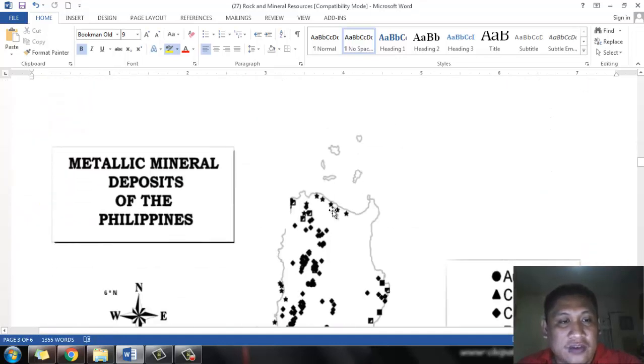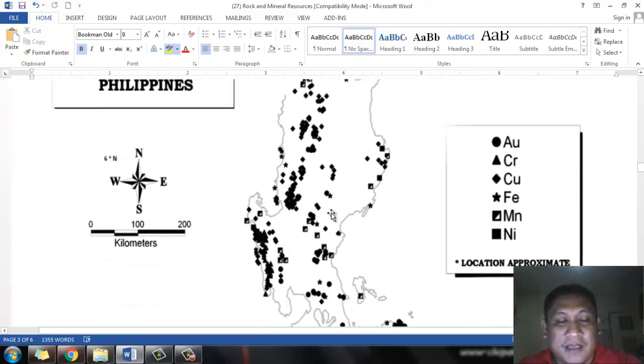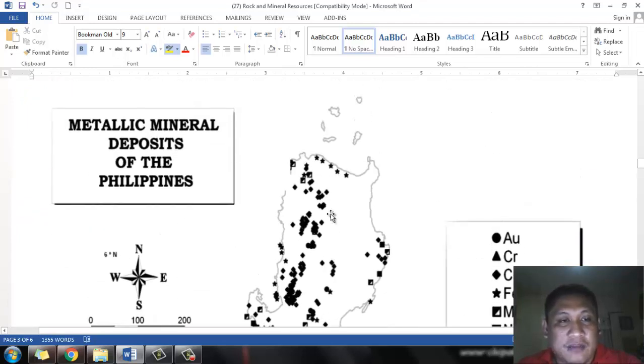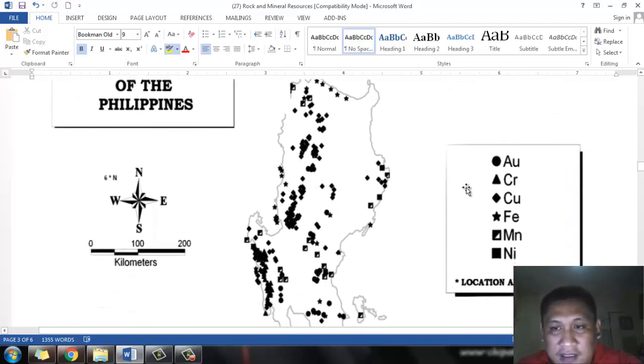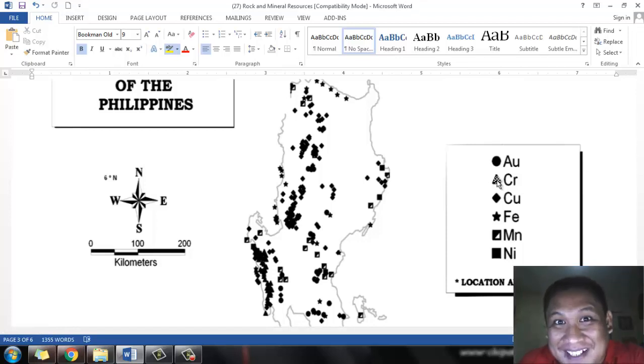So this time I will show you a map of the Philippines and some of these metallic mineral deposits in the Philippines. If you can see, there are symbols here: the diamond represents copper, the triangle represents chromium, and the circle represents aurelium. Aurelium, as we recall, refers to what? Correct, gold. Gold, aurelium.